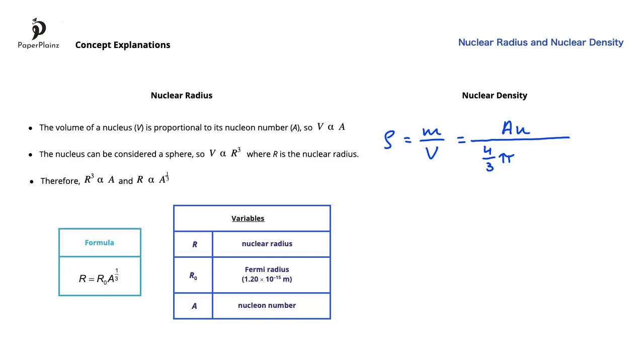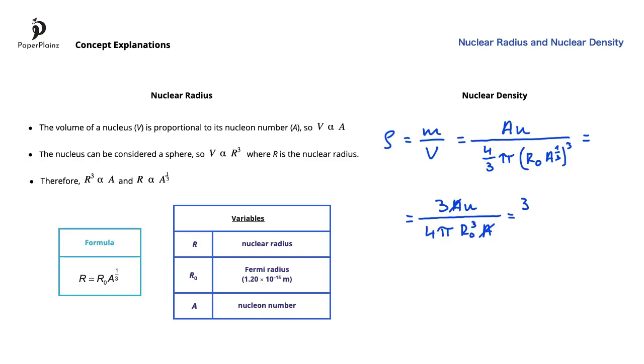I will substitute R0 times A to the power of 1/3 for the nuclear radius, which gives us R0 times A to the power of 1/3 to the power of 3. Bringing the 3 up from the denominator into the numerator and expanding the parentheses, we get 3 times Au divided by 4 pi times R0 cubed times A. Let's cancel A and substitute.